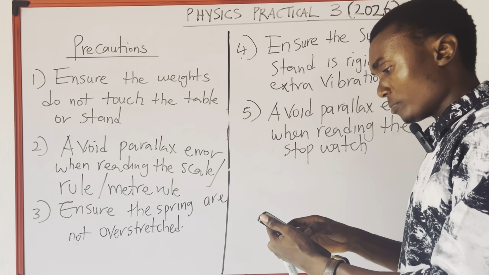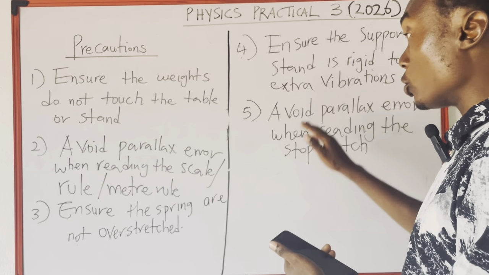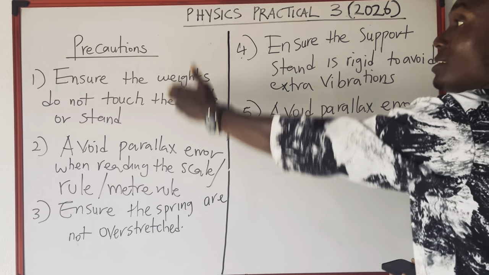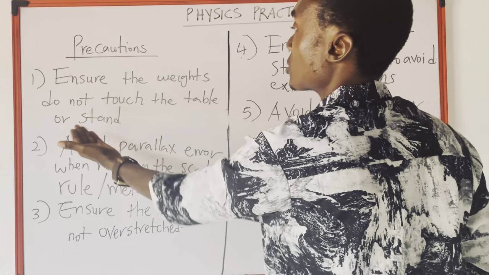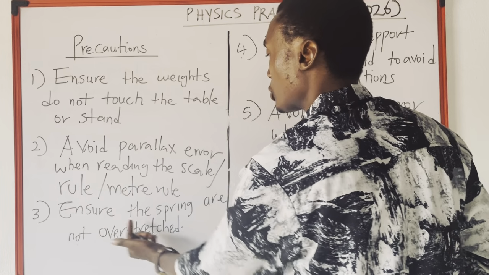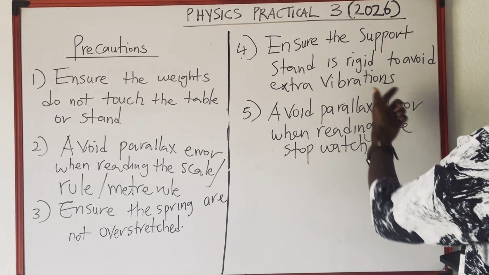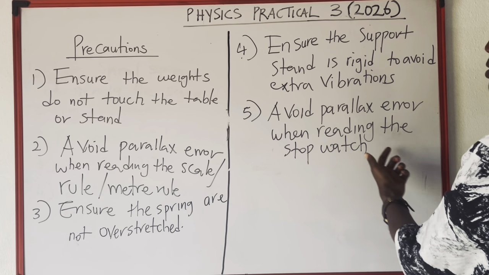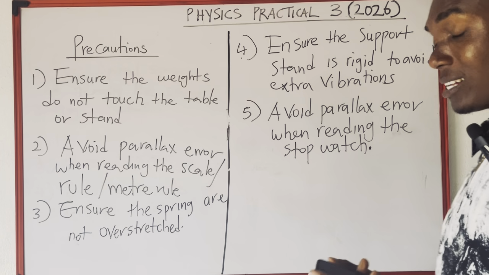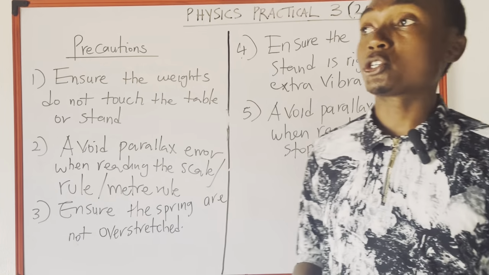So let's get some other ones. Okay, I think these are the major precautions that you need to observe. Look at it. Ensure the weights do not touch the table or stand. Avoid parallax error when reading the scale, rule or meter rule. Ensure the springs are not overstretched. Ensure the support stand is rigid to avoid extra vibrations. Avoid parallax error when reading the stopwatch. So these are the precautions that you need to observe.